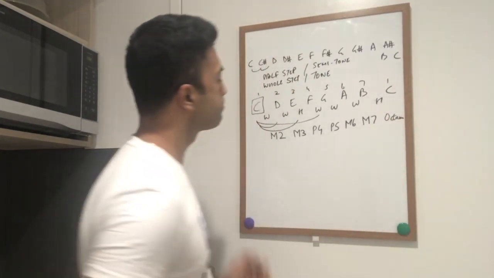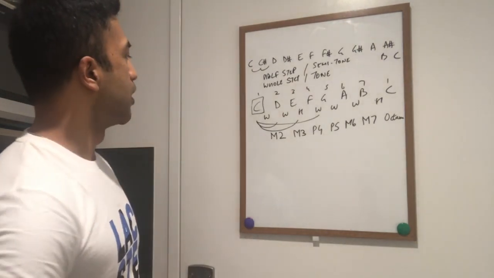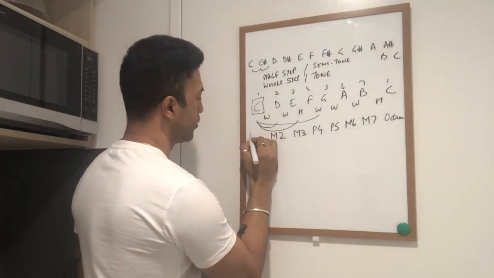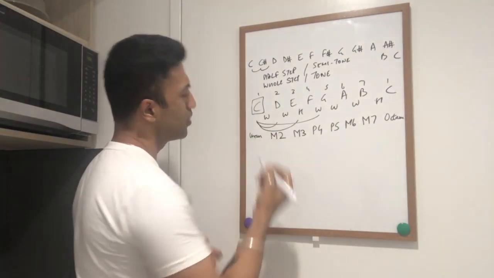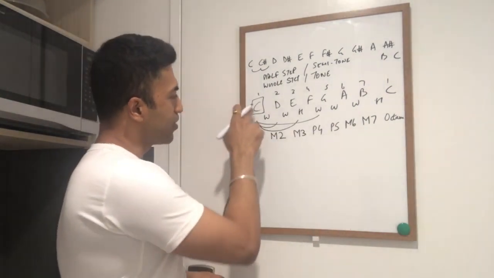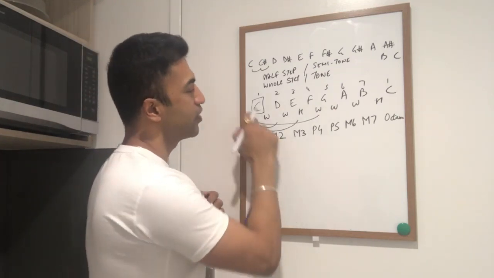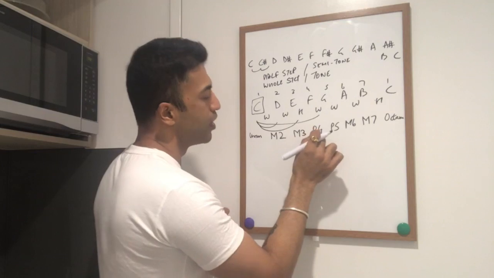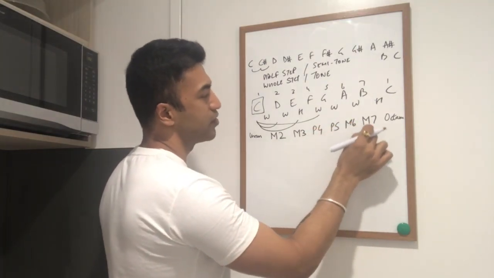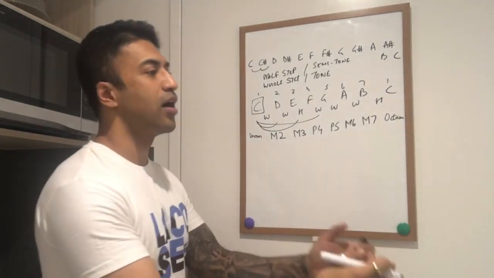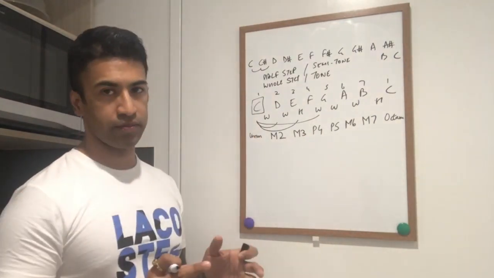Octave. Okay? If you play the same note twice, it's called a unison. Not really important, but I'm just letting you know. So C to a C is a unison, C to a D is a major second, C to an E is a major third, and so on. So major second, major third, perfect fourth, perfect fifth, major sixth, major seventh, and octave. Once again, remember that all of these gaps are from the root note, right?